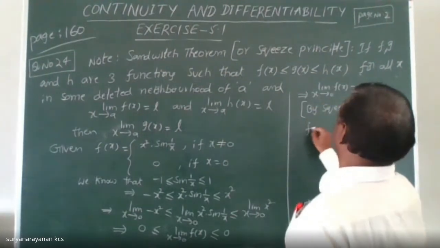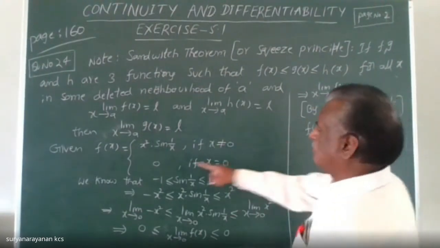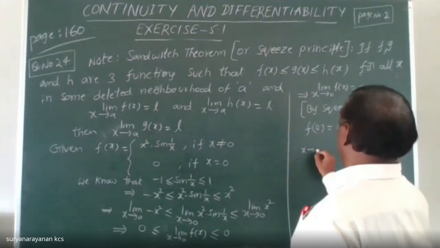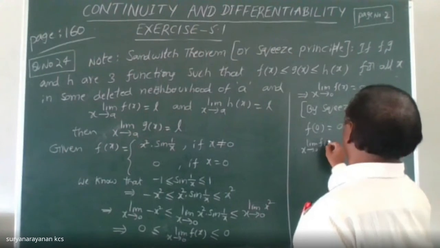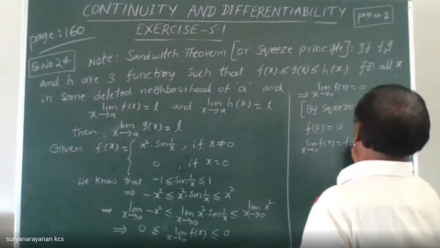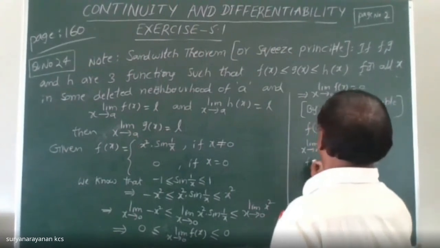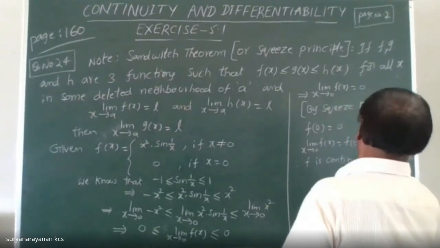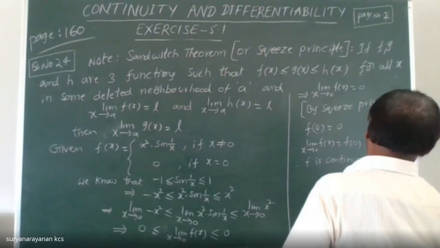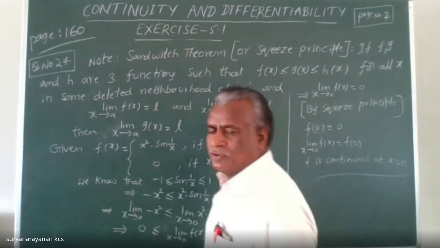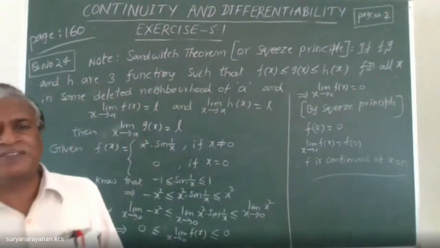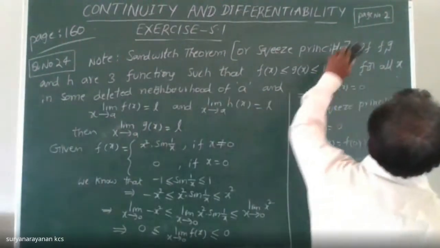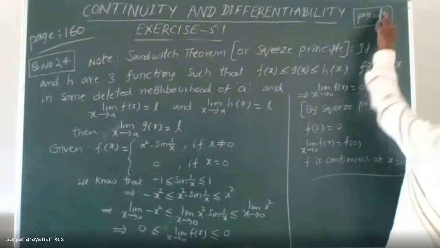Now f of 0. f of 0 is 0. So as x tends to 0, limit f of x is equal to f of 0. Therefore, f is continuous at x is equal to 0. Okay. Now take the screenshot of this page number 3.